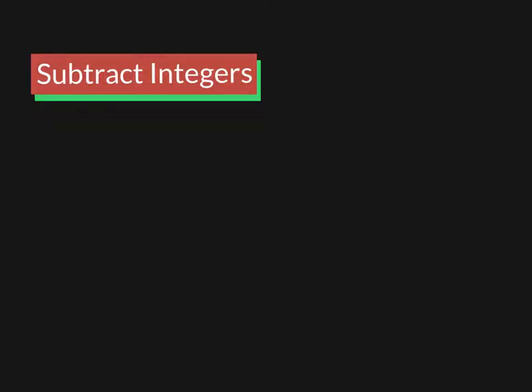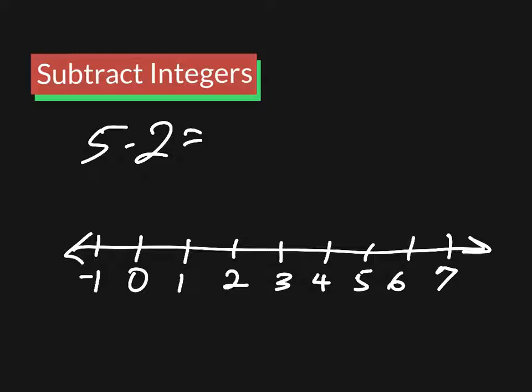So for example, say we have 5 minus 2 equals. And here's our number line here, and remember that 5 minus 2 is the same thing as saying positive 5 minus positive 2. Okay, so what we're going to do here is start at 5, and then to subtract positive 2, we're going to move in the opposite direction from positive 2. So we're going to go 1, 2 to the left. The answer is positive 3.